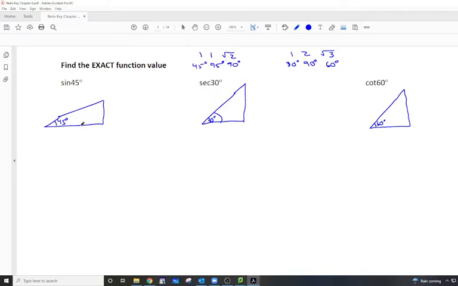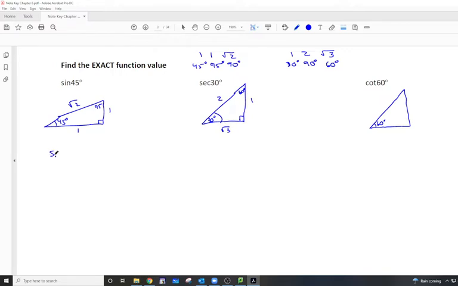So for this first one, it's a 45, which makes this 45. So it's going to be a 1, 1, root 2. For this one, it's a 30, 60, 90. So the 1 goes across from the 30. The 2 always goes across from the 90. And then the root 3 goes across from the 60. Okay, so now for this first one, we want to find the sine of 45.